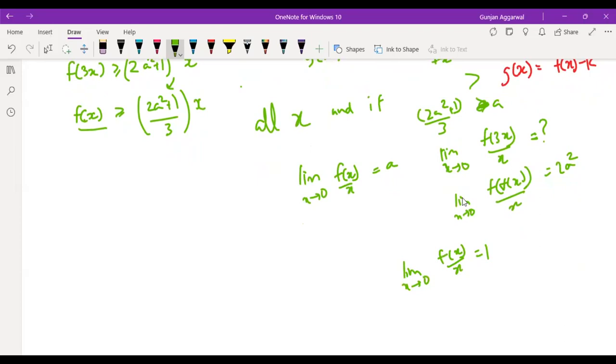Just one thing, the second one is f of 2x by x is 2a squared. Sorry to interrupt, but how can you choose a? You can take a to be an infinitely small number. But that's the thing, we still get the condition by the sandwich theorem: 3a greater than or equal to 2a squared plus 1. But I'm asking Gunjan whether we can take any a, really.